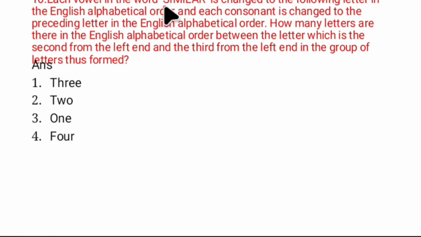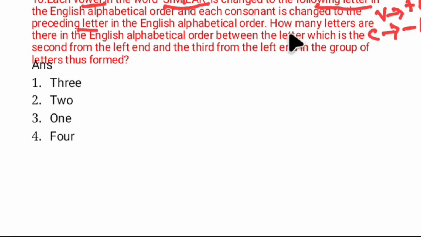So with this we can form the word based on the question, similar. How to write the similar? In the place of S we can write K, and in the place of I we can write J. In the place of M we can write L. In the place of I we can write J. In the place of L we can write K, and in the place of A we can write B. In the place of R we can write Q. So this is the formed word.